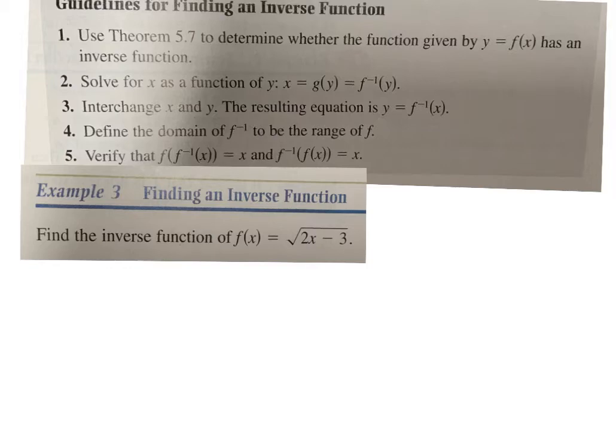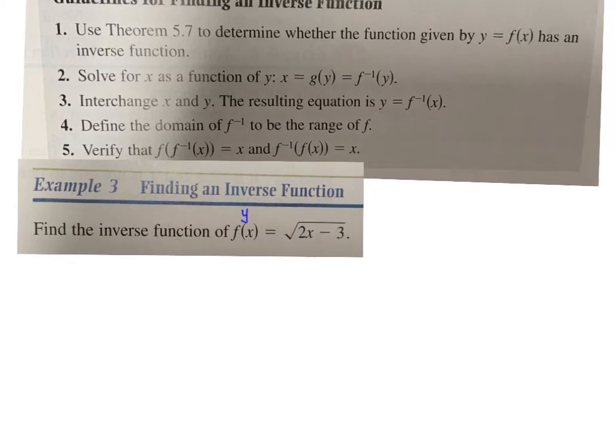So the simplest way to do this is just like we did back in pre-cal. You change f of x to be a y. So I'm going to write this f of x as a y. And then I'm going to switch my x and y. So instead of y equals the square root of 2x minus 3, I'm going to have, and this should look very familiar, x equals the square root of 2y minus 3.